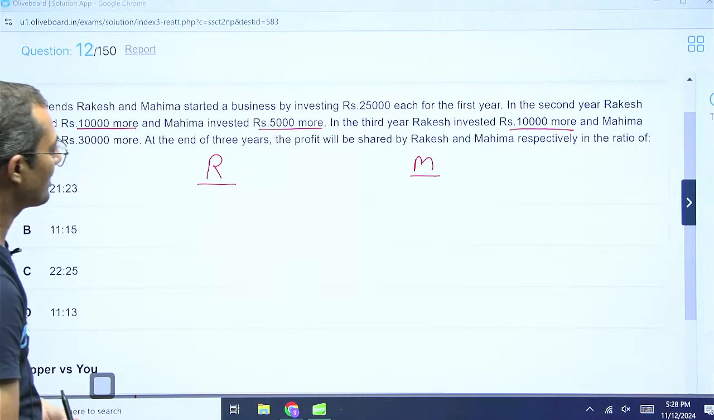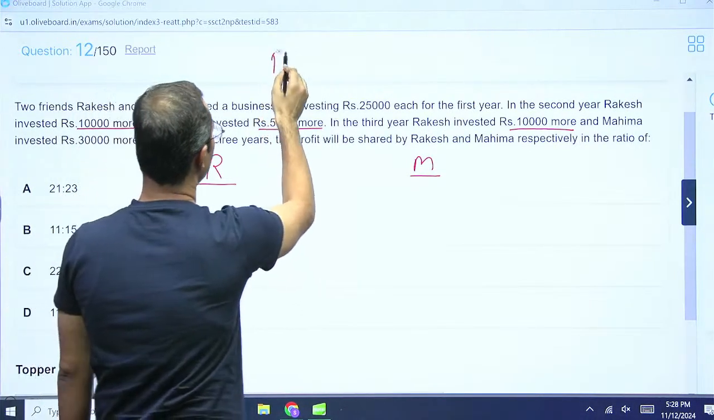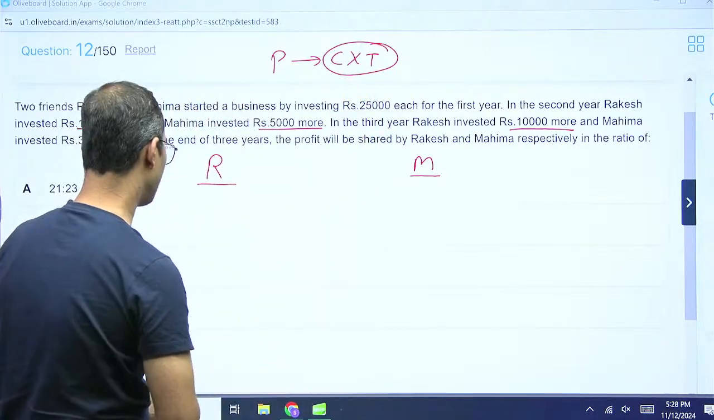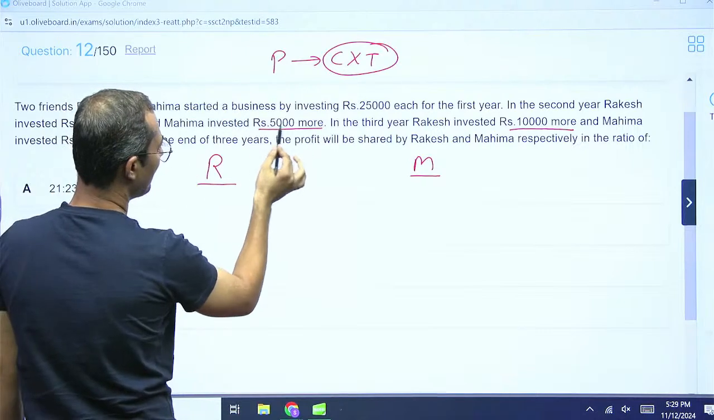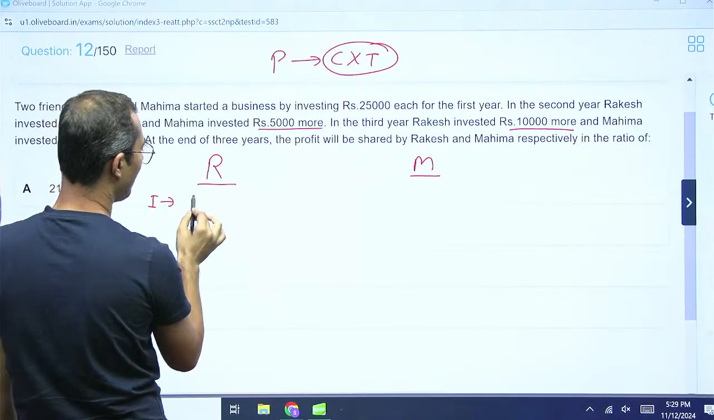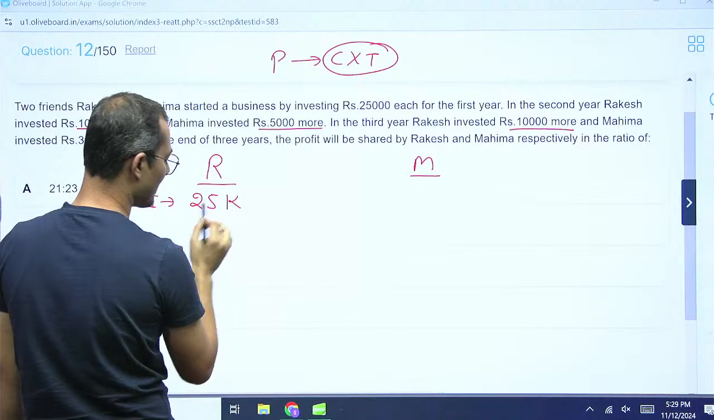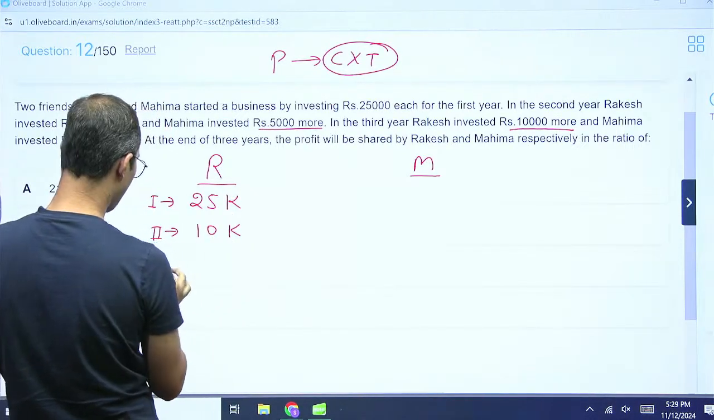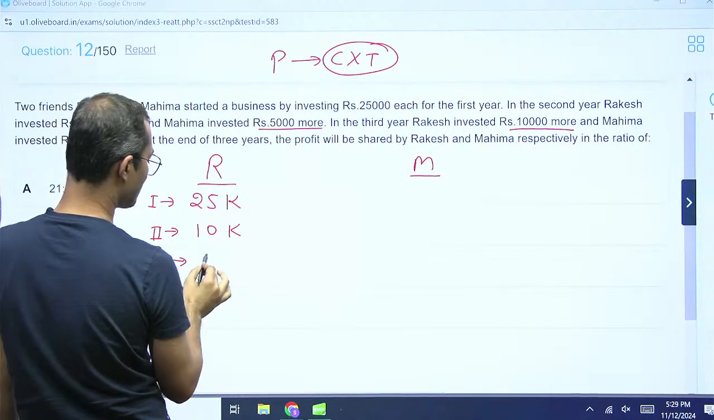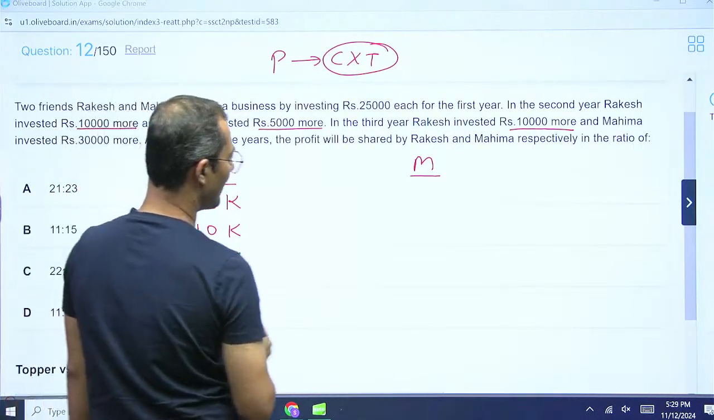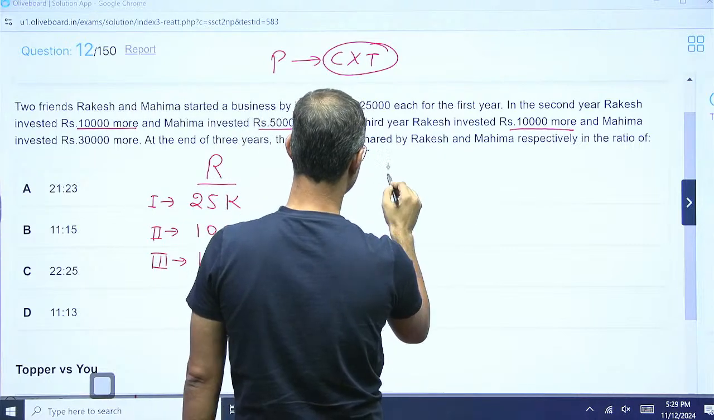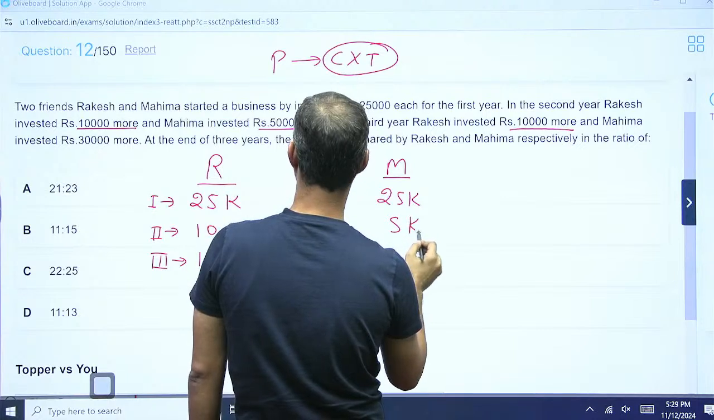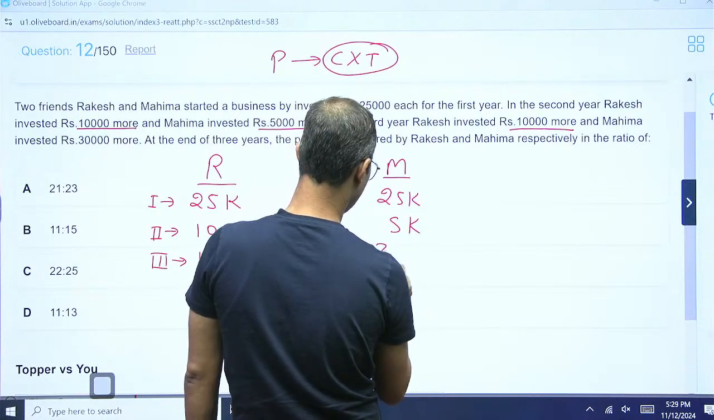So at the end of 3 years, the profit is always represented by capital into time, right? Capital into time. So in first year Rakesh invested 25,000, we can say 25k. In second year he invested 10,000 more, and in the third year Rakesh invested 10,000 more again, right? Whereas Mahima invested what? In first year 25k, in second year 5k, and in third year 30k, right?